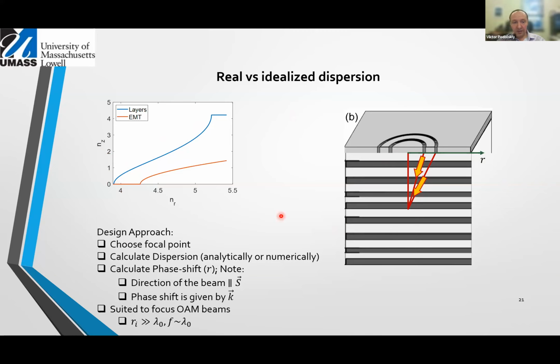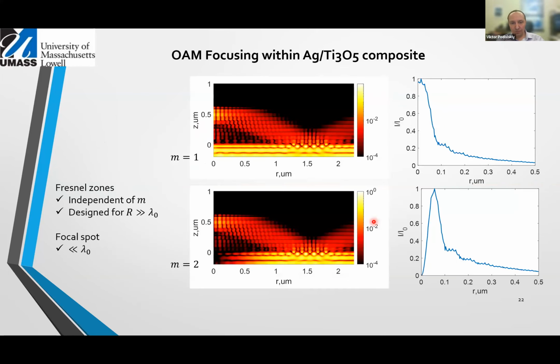Now, as I said, this design is ideally suited to focus the optical angular momentum beams. And if we use our approach to simulate focusing of light by these diffractive structures, then we do see that we get very tight focusing for multiple angular momentum values.